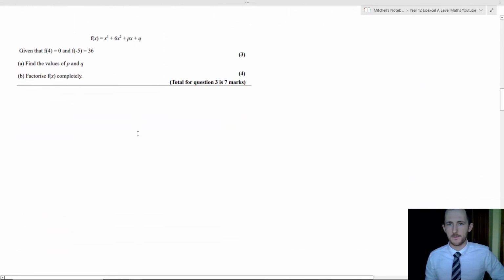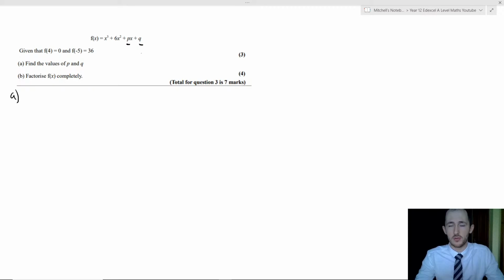Okay, now we have the next one. So this is another type of question that they can ask you. But they give you two pieces of information, and if you notice, you have extra unknowns in your original cubic. So we have p and q, which means we can't factorize it until we know what p and q are.